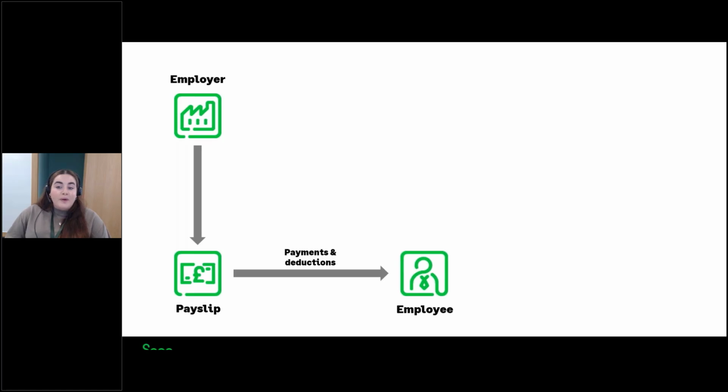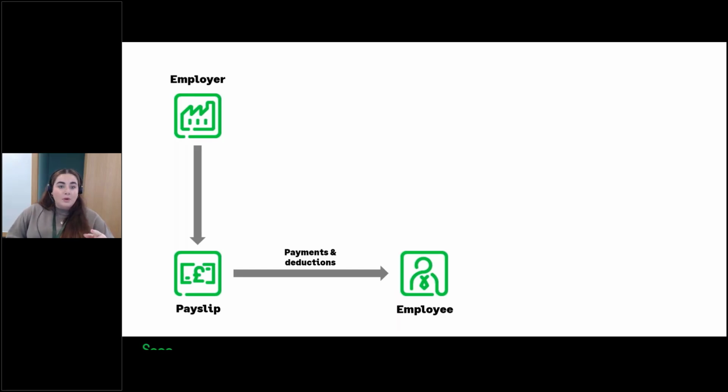So we'll start with the employer, which I'm imagining is most of you watching this today. So the company, the payroll, the employer. So the payroll would be processed, and during this process, the pay slips are produced for the employees, followed by the payments and deductions to the employee. So the employee gets paid. That's made up of a variety of payments and deductions.